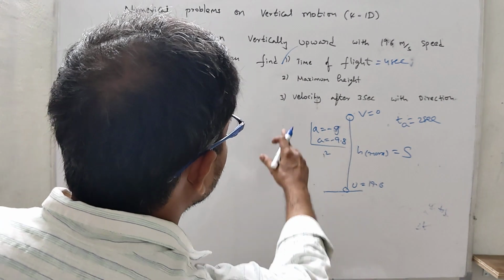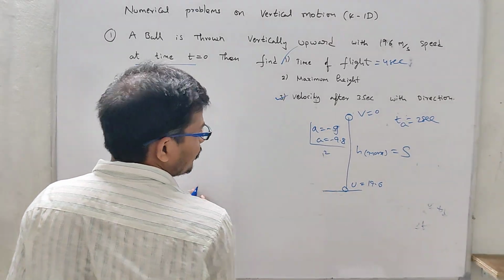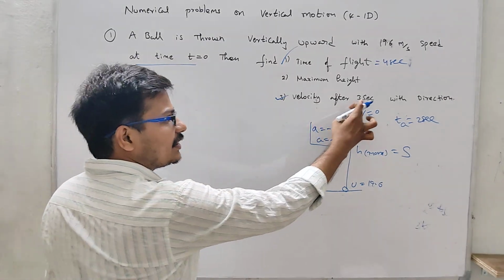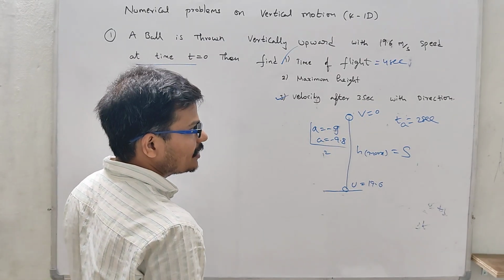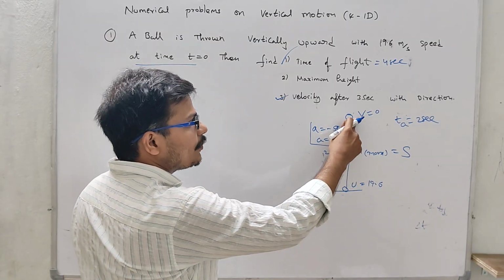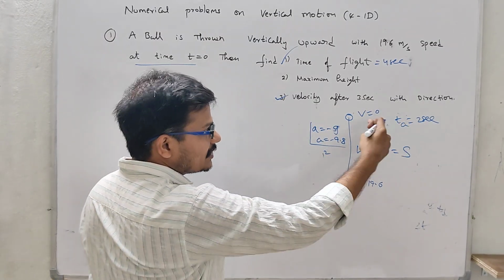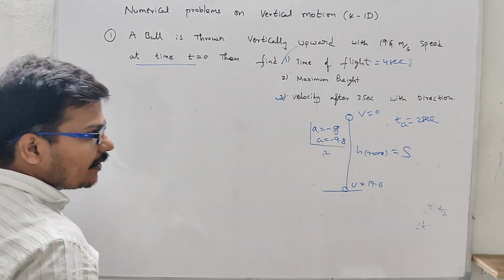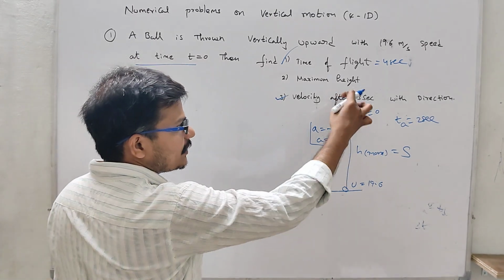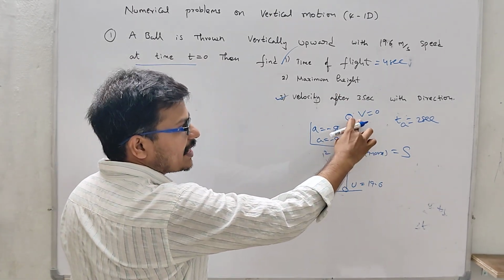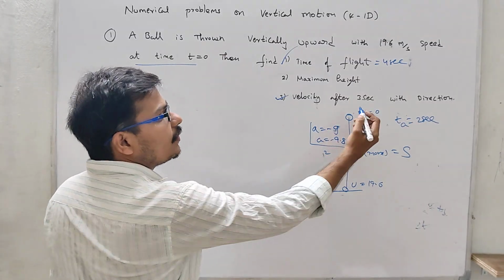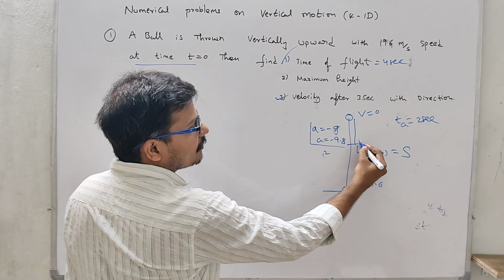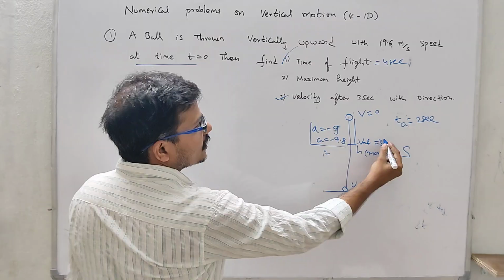So now our third question is velocity after 3 seconds, with direction. See, velocity after 3 seconds means it is already reaching the maximum point in 2 seconds. So in the next 1 second it will come downward. So we have to find velocity at 3 seconds; at 2 seconds it reaches maximum height, velocity is 0. So after 2 seconds it will come downward. In the next 1 second it is nothing but velocity at the third second.